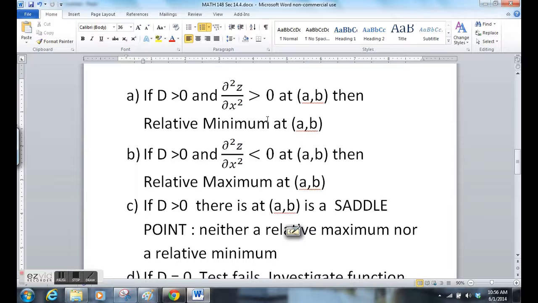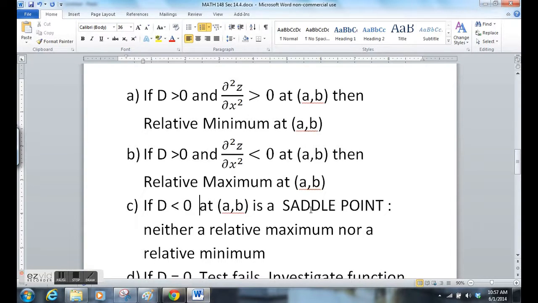Well, this part A says if D is greater than 0, then you have a relative minimum. Well, we're not in that situation. If D is greater than 0 and Z, the second derivative, is less than 0, well, then you have a relative maximum. If D is greater than 0, oops, this should be a less than. If D is less than 0, this is part C, or if D is less than 0 at the point, I kind of rewrote it, then we call this a saddle point because it is neither a relative maximum nor a relative minimum.